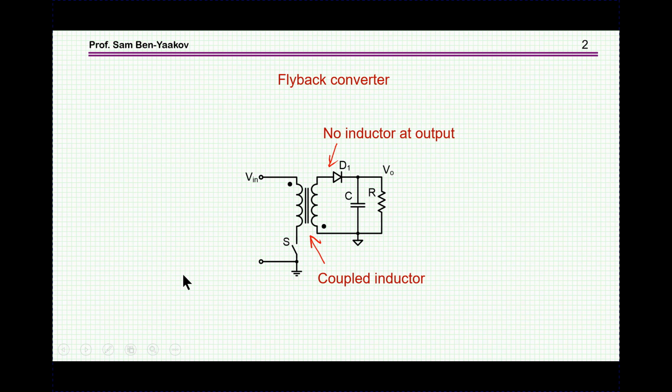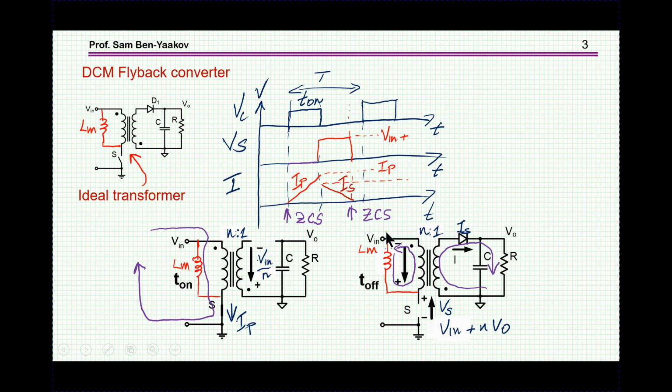There is a switch, and then there is a control that will turn the switch on and off. When the switch is on, energy is stored in the inductor, and when the switch is off, the current will go out to the load. This represents the load, this is a filter, and this represents actually the load.